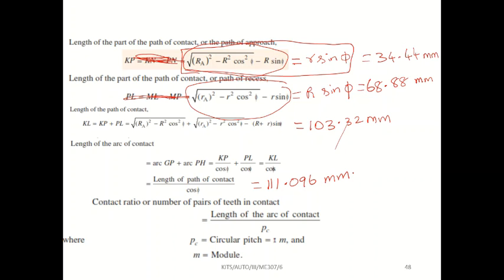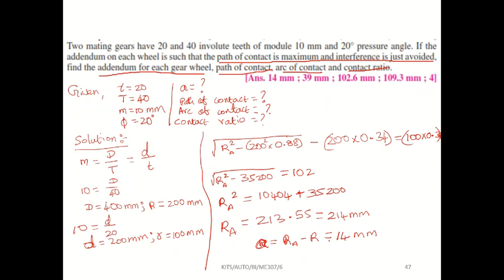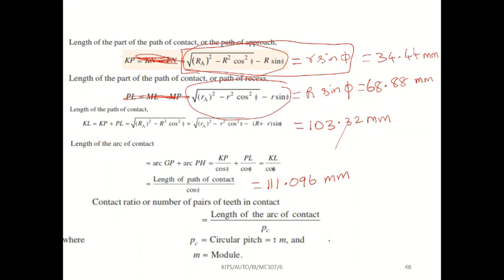Now what else do we have to find? We got nearly three answers. What answer is remaining? Now this one. Circular pitch is pi into m. This we have to find out. Then only we can find this value. Pi into m, m value is 10. So pi into m means you will get 3.14, no? So 31.4. Circular pitch is 31.4 mm.